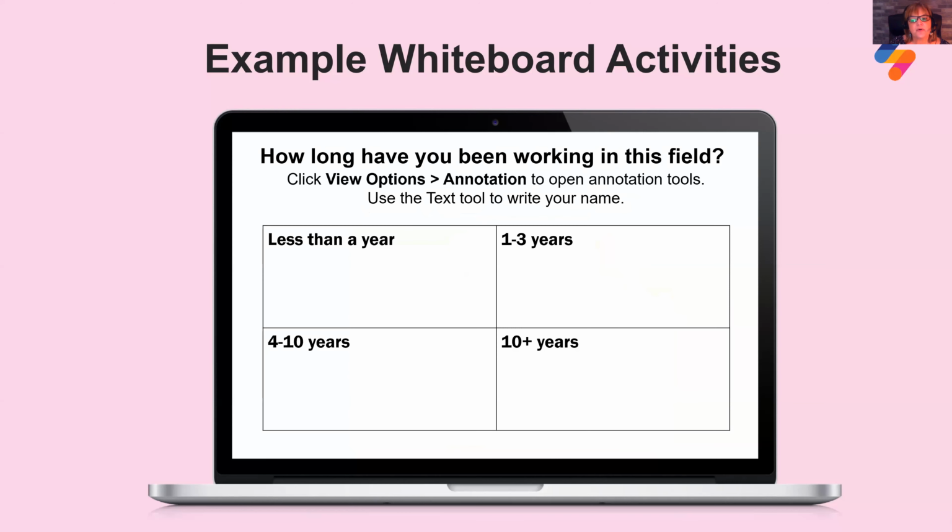You can also use a whiteboard to group people by categories. So in this example, participants write their name under the time frame that they've worked at the organization or in the field. And this is a helpful way to group participants by specific characteristics or interests, and it lets them group themselves.